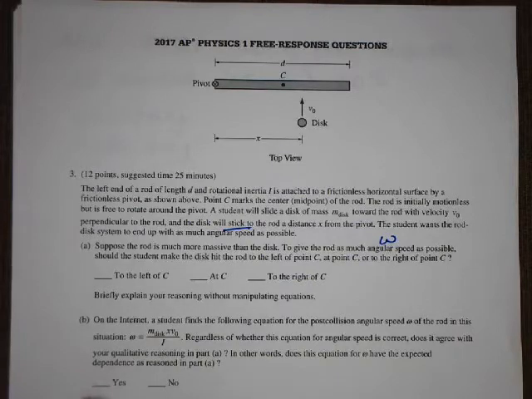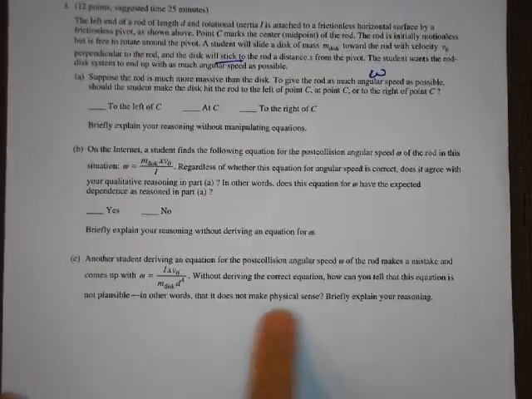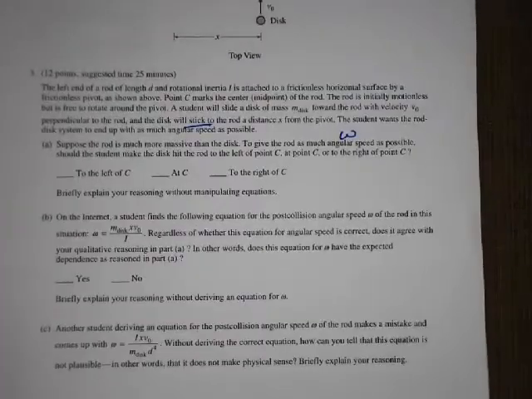And you can see in part B, there's a yes or a no. Then you have to explain. On the bottom part, you may have to write a couple of sentences briefly.